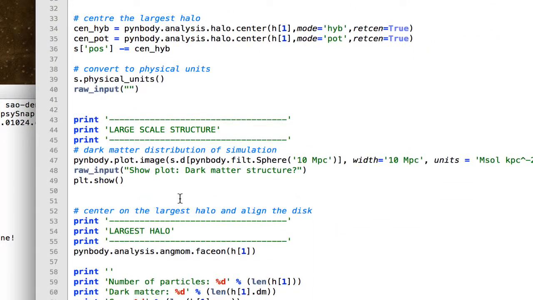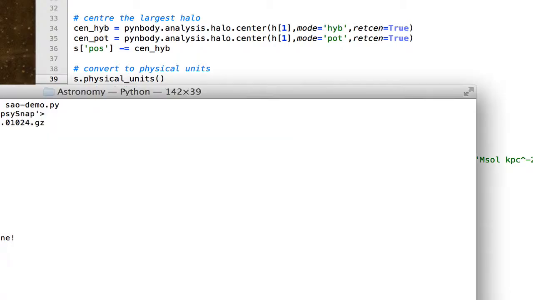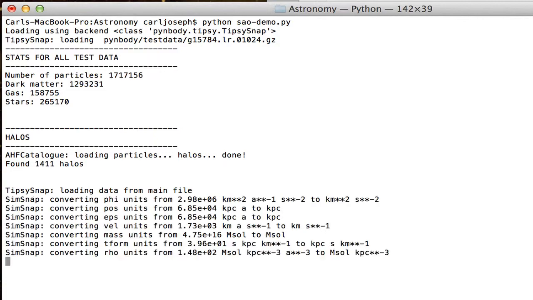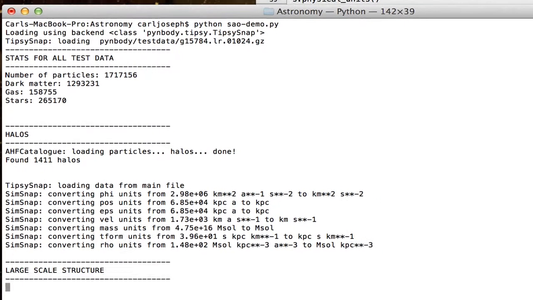The next thing we're going to do is center in on the largest one of those. We're going to convert all the units into physical units, things like kiloparsecs and kilometers per second, so they're a bit easier to work with. And we're going to have a look at some of the large scale structures. So it's converting all the units there for us.